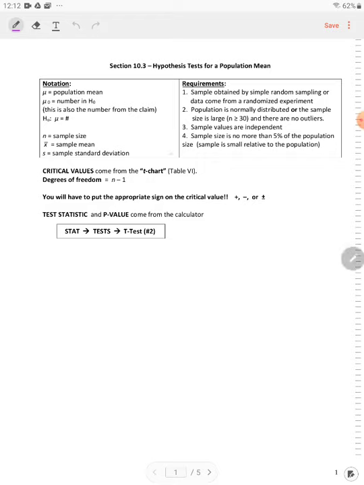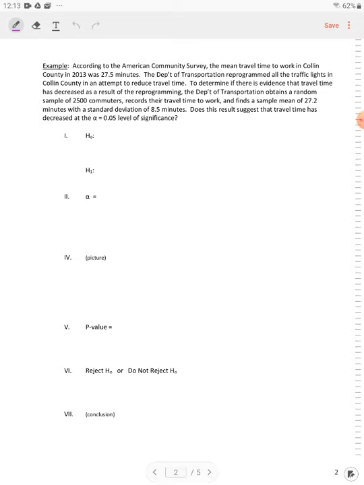So we can do the test two ways: either using critical values, which come from a t-chart with n minus 1 degrees of freedom, or we can use the test statistic and the p-value, which come from the calculator. And that is what we are going to work on. Notice your calculator keystrokes are stat, test, number 2, t-test. So let's look at some examples.